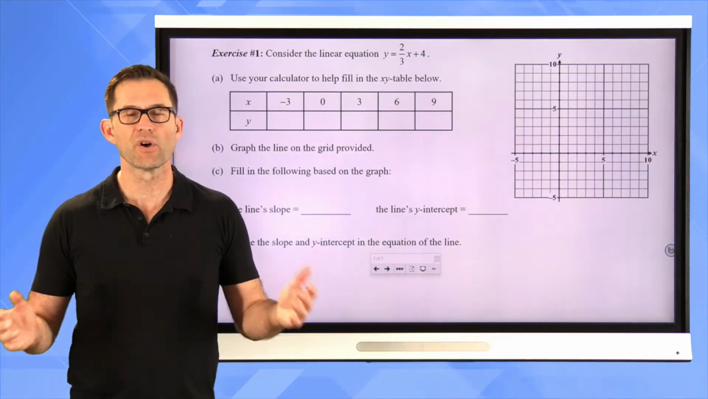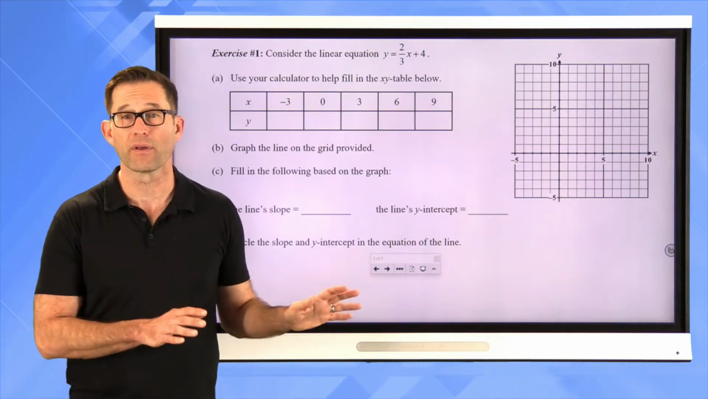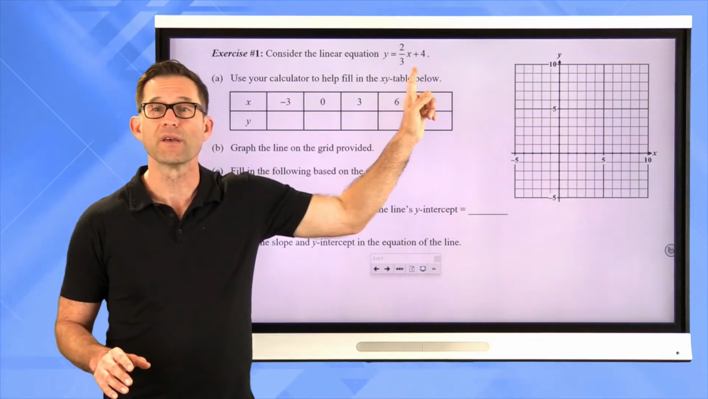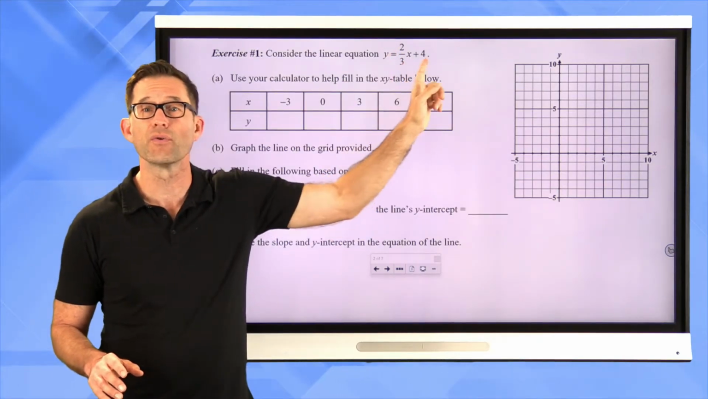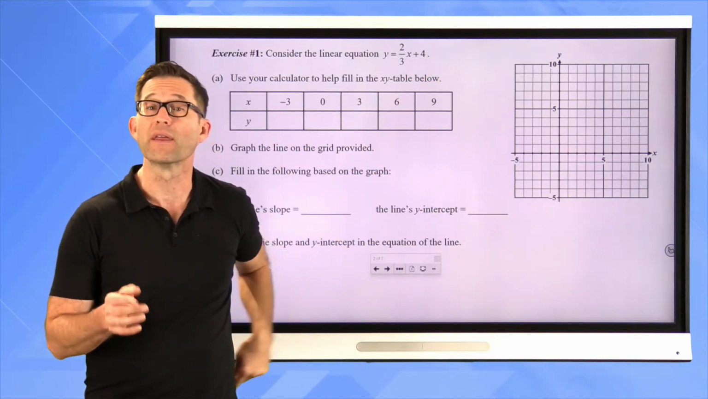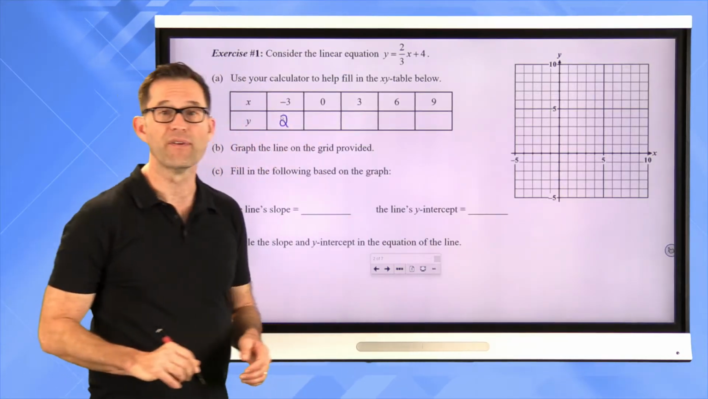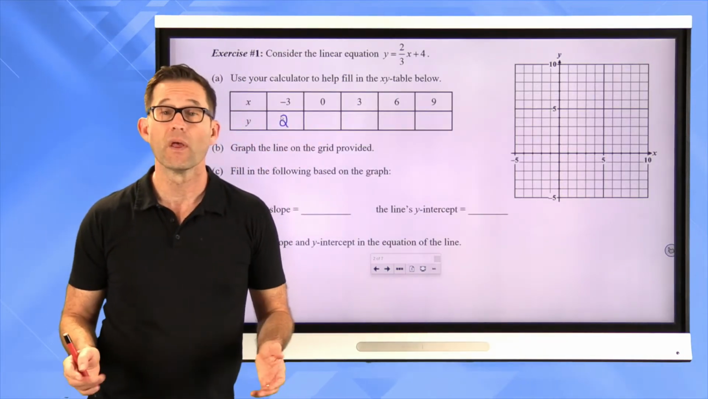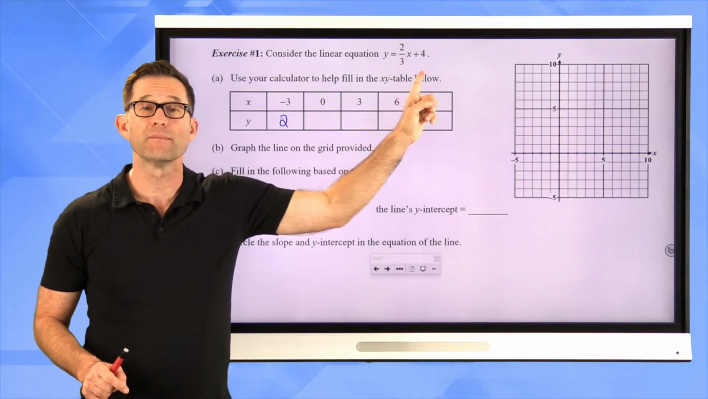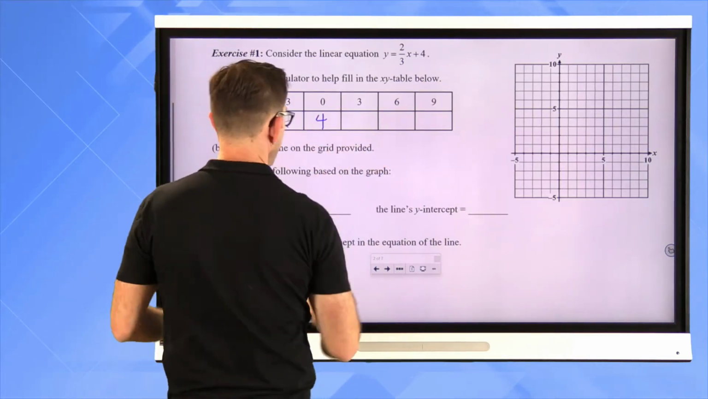I'd like to save a little bit of time right now and actually not break out our calculator, right? The idea here is if I took x equals -3 and I substituted it into this equation and I did 2/3 times -3, I'd get -2. And then if I add it to 4, I would get +2. So the y coordinate for an x coordinate of -3 would be +2. Likewise, if I took 0 and I substituted it into this equation, 2/3 times 0 is 0, plus 4 would give me a y coordinate of 4.